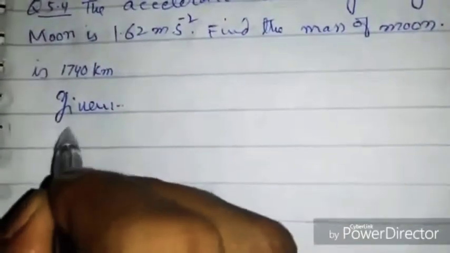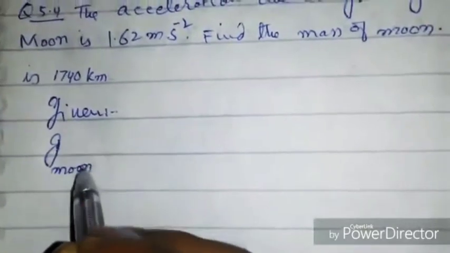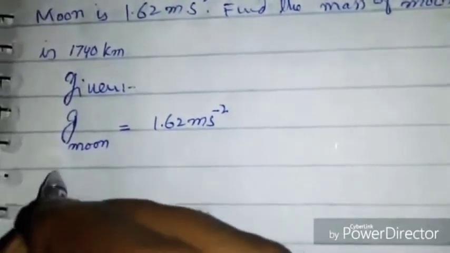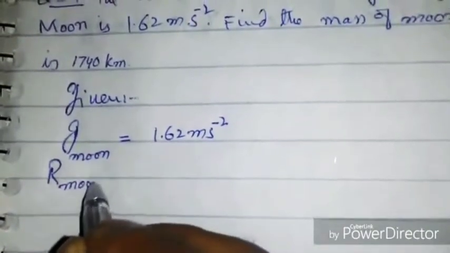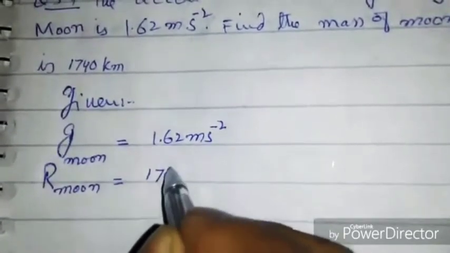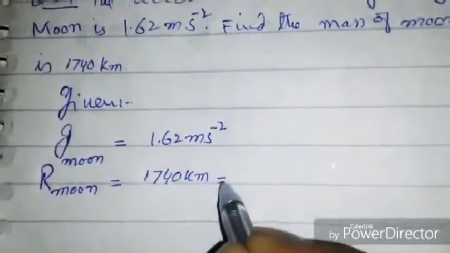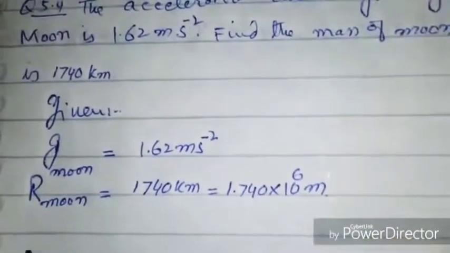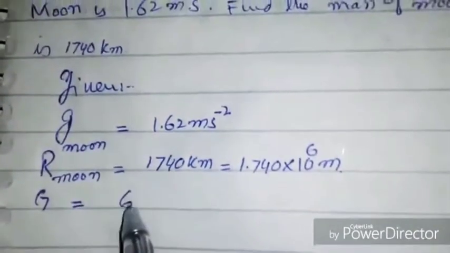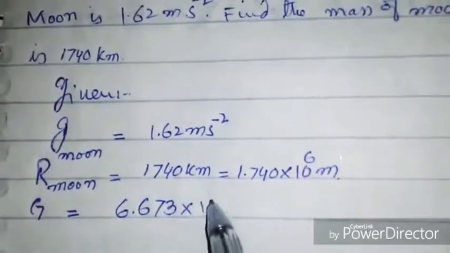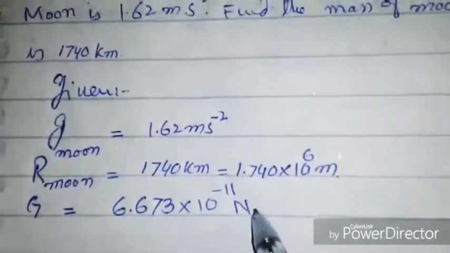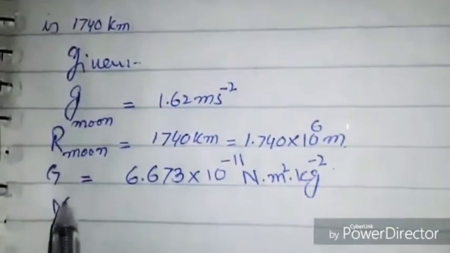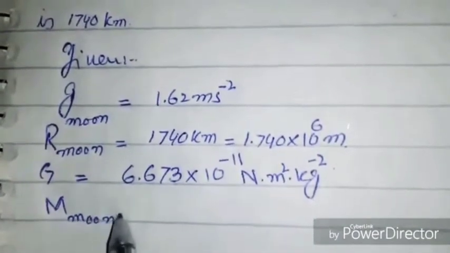Given: g at moon is equal to 1.62 meter per second square. Radius of moon is 1740 kilometer, or 1.740 into 10 raised power 6 meter. We know G is equal to 6.673 into 10 raised power minus 11 Newton meter square per kilogram square. We have to find the mass of moon.